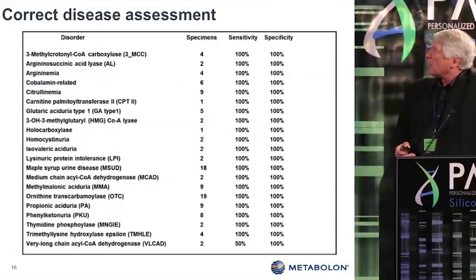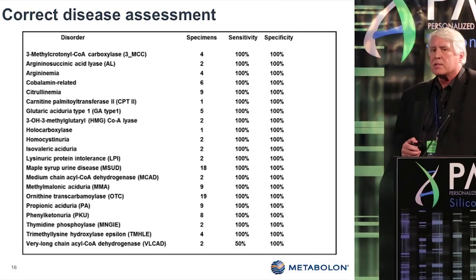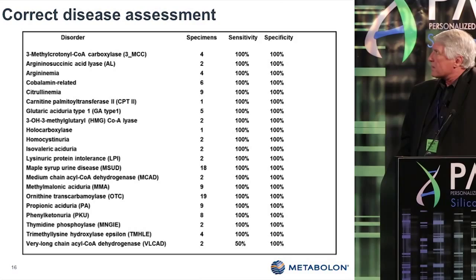And when you look at what those diseases are, this is kind of a summary of that. This is in review right now in a journal. And of the 200, there were 4 that had 3 MCC. And we called all those correctly and didn't call anyone else with 3 MCC. So you could go down the whole list and you had 100% sensitivity and specificity on those diseases.